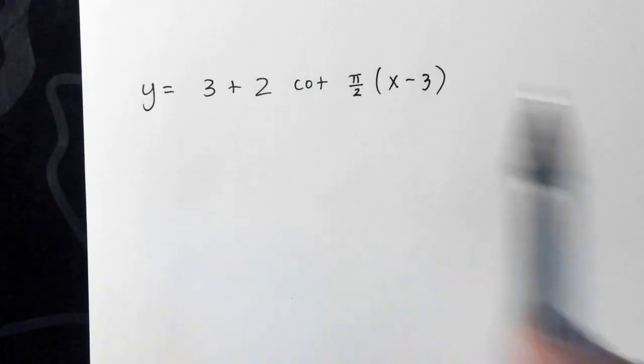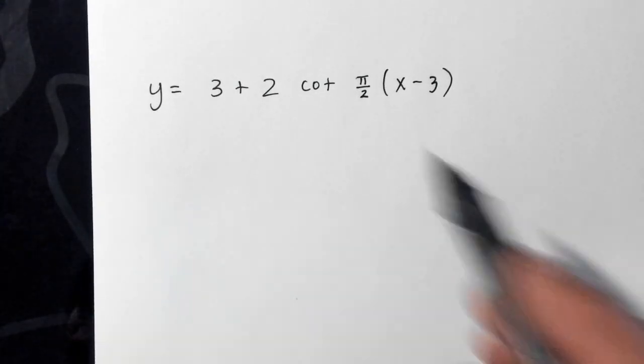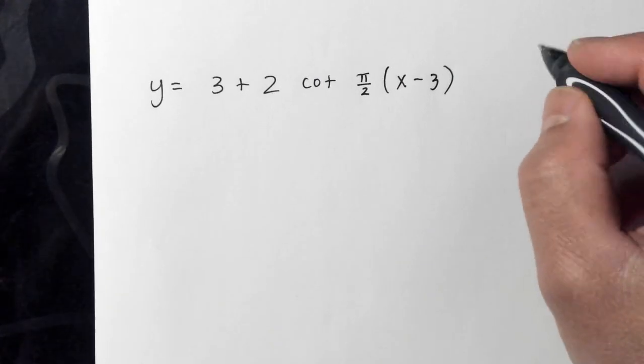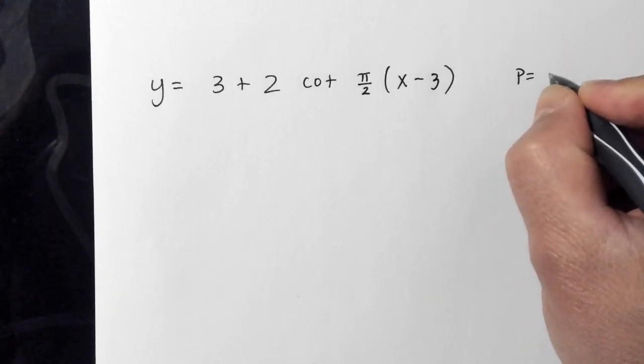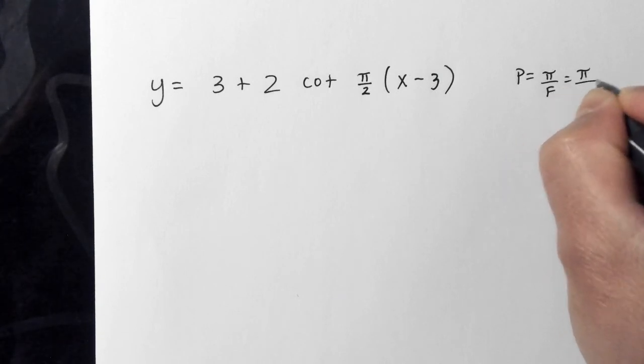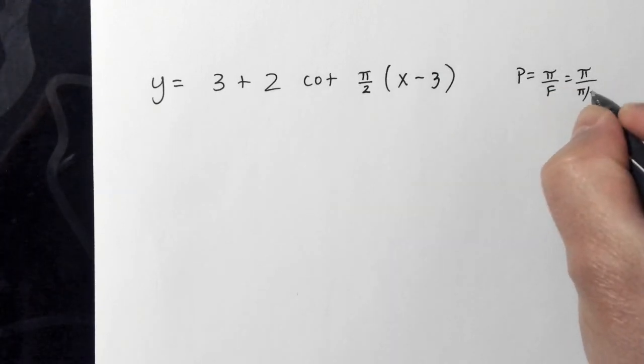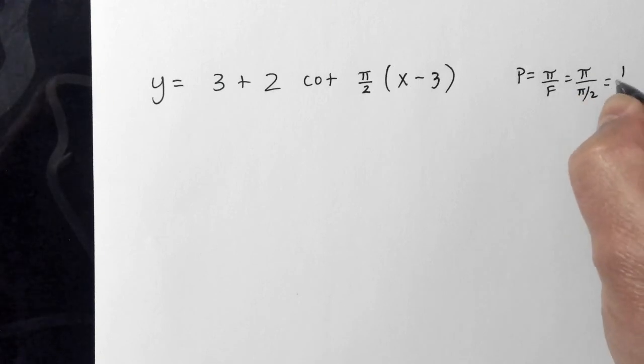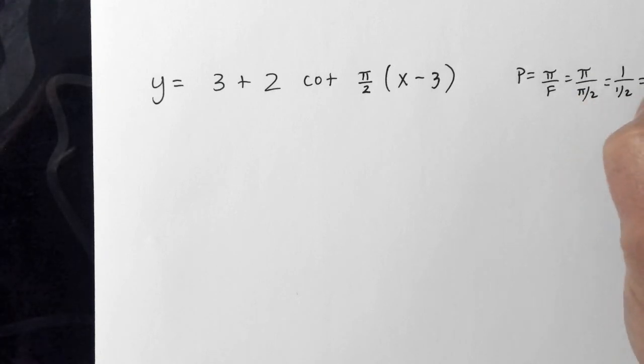3, 2, 3, 2. I'm an idiot. It's hard to think of these problems, I'm telling you. Anyways, period: 1 pi divided by the frequency. The pi's cancel, so it's like 1 divided by a half, which is 2.